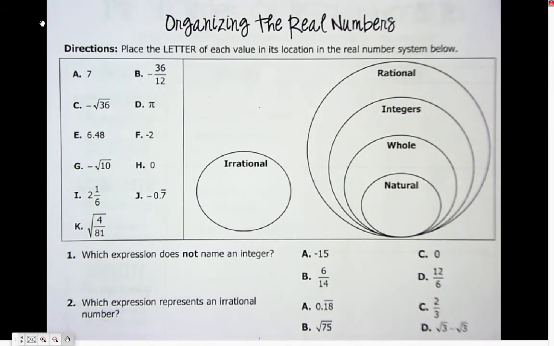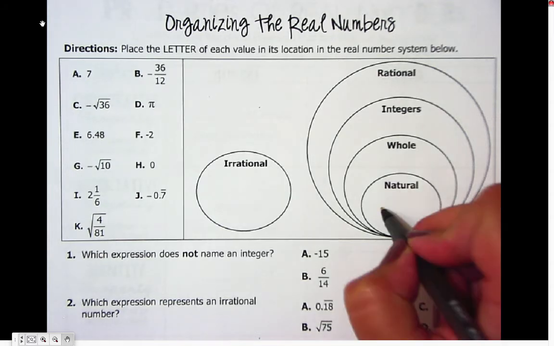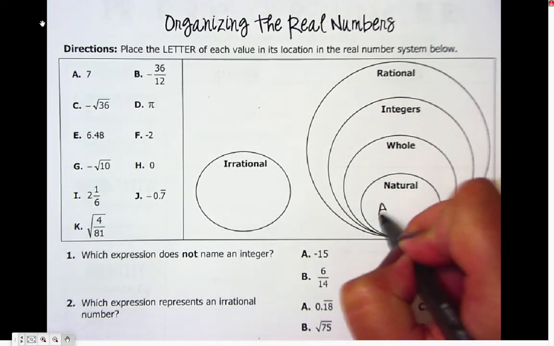Okay, so we're going to try to put them in the best location possible. So letter A is 7. 7 is a rational number, it ends, and it's one of our counting numbers, so we can go ahead and put it in that category right there.